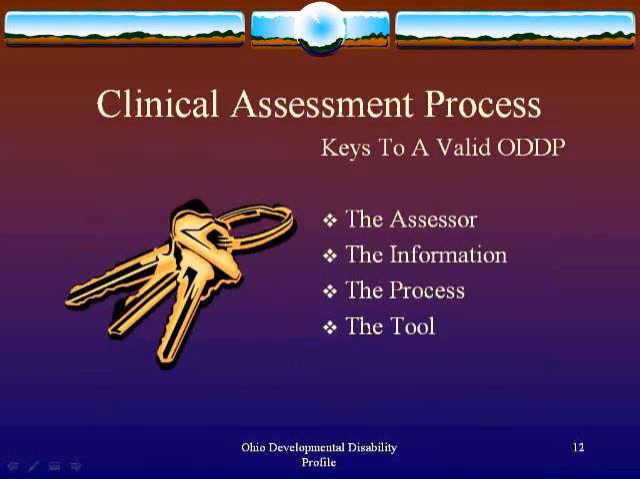Now we'll talk about the clinical assessment process and how it pertains to the DDP. So here are the four main keys in what we consider the clinical assessment process. They're the assessor, the information, the process, and the tool.